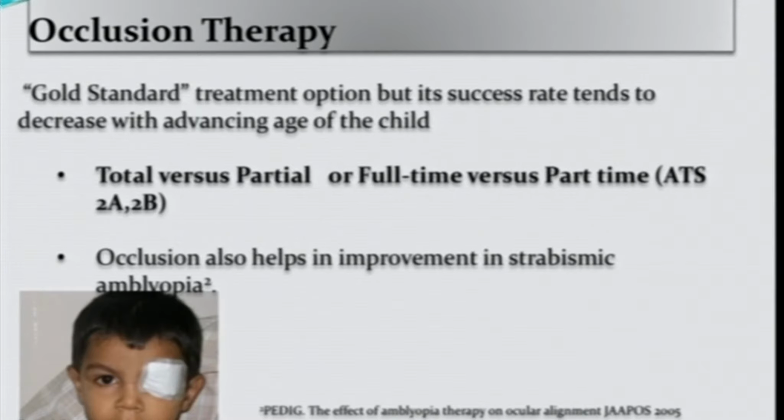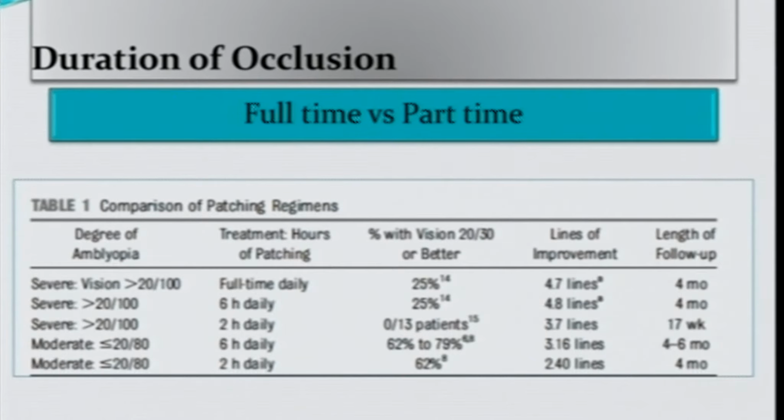So this is a table where various patching regimens were compared by Pediatric studies, and they found that 6 hours daily occlusion is as good as full-time occlusion in a case of severe amblyopia, and in a case of moderate amblyopia, 2 hours occlusion is as good as 6 hours occlusion. They showed that the number of lines of improvement was the same in both groups. So generally now we have shifted to part-time occlusion, where we prescribe around 6 hours occlusion per day.